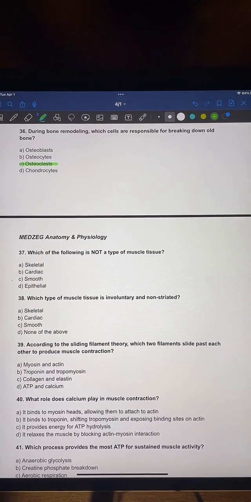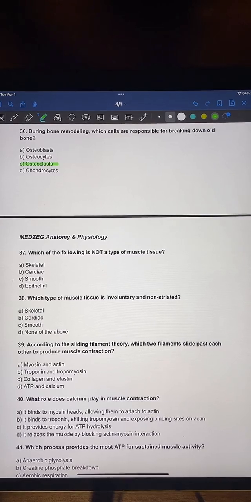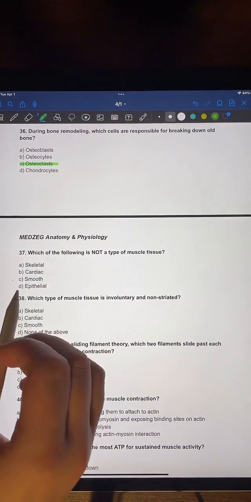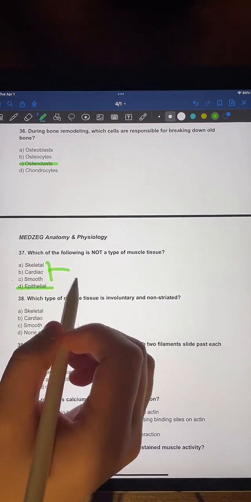37. Which of the following is not a type of muscle tissue? I actually kind of have to go here soon, so I am going to speed it up just a little bit. The answer choice is D. It is epithelial. All the other ones are part of muscle.